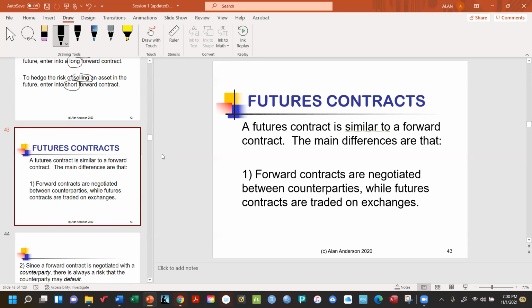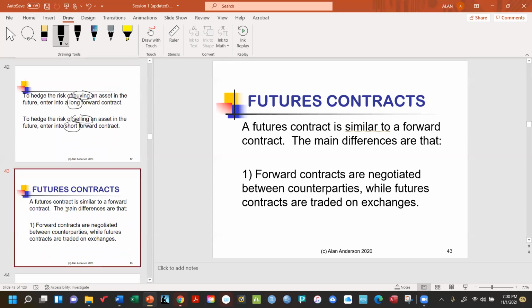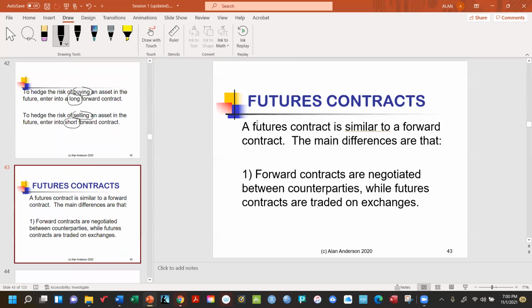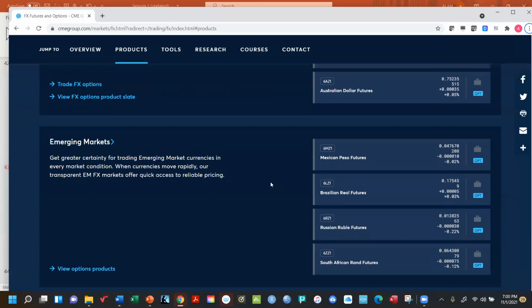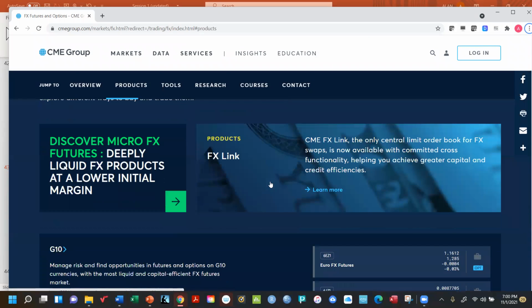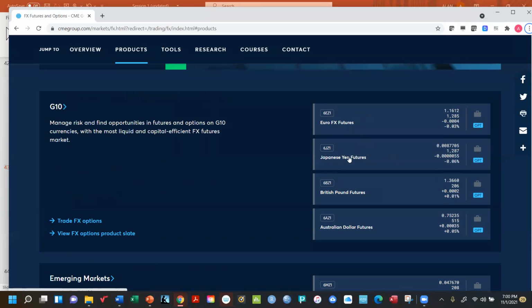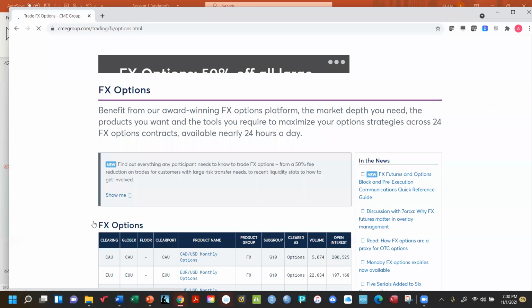Now, this one, unlike the forward contract, is actually bought through an exchange. So if I want a futures contract, I can go to my Chicago Mercantile Exchange. And in fact, you probably noticed before, these are Japanese yen futures. These are futures contracts. They're very similar to forward contracts, but there's several very important differences as well. Okay, so here I can enter into a futures contract. Oh, look at this. They have options over here.